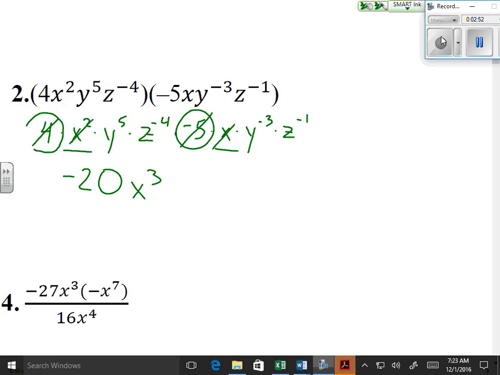You look at your y's. You have y to the fifth, y to the negative third. So 5 minus 3 would be y squared. And then we have z to the negative fourth and z to the negative first, which will become z to the negative fifth. But our rules are that we're not allowed to leave it with a negative exponent. So all of this is okay, but the z to the negative fifth needs to be taken to the denominator and made into z to the positive 5.